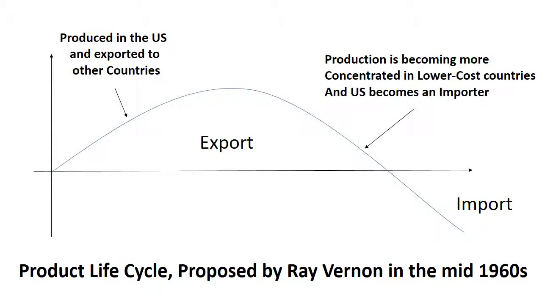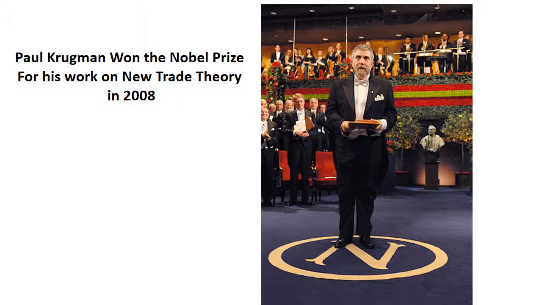This chart shows the theory of product life cycle, which means at first the US developed new products and exported them to other countries, but after a while production became more concentrated in lower cost countries and the US became an importer. And new trade theory talks about the importance of economies of scale and also mentions that trade can increase the variety of goods available to customers and decrease the average cost of that good.